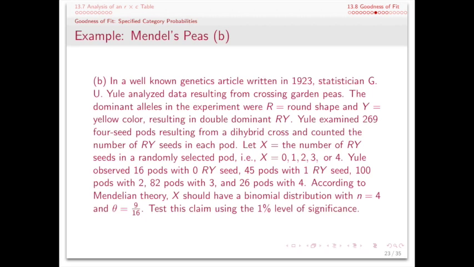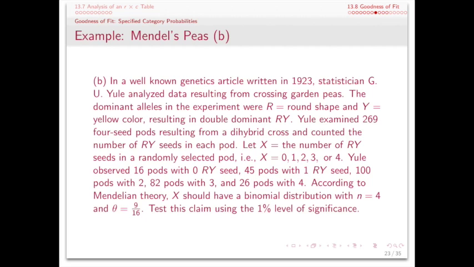Yule examined 269 four-seed pods resulting from the dihybrid cross and counted the number of round yellow seeds in each pod. So we'll let X equal the number of round yellow seeds in a randomly selected pod. The values that X can take on are 0, 1, 2, 3, or 4. Yule observed in his 269 four-seed pods that 16 of them had 0 round yellow seeds, 45 pods had 1 round yellow seed, 100 pods had 2 round yellow seeds, 82 pods had 3 round yellow seeds, and 26 pods had 4 round yellow seeds.